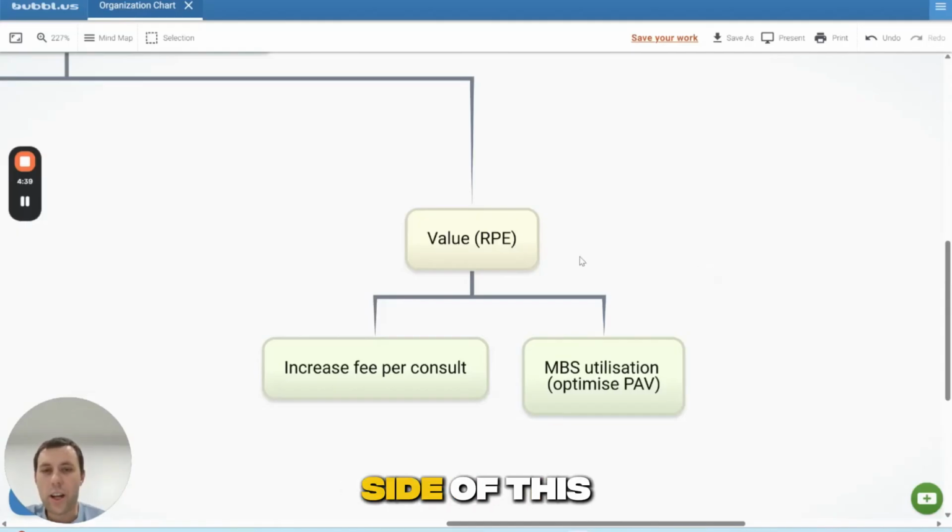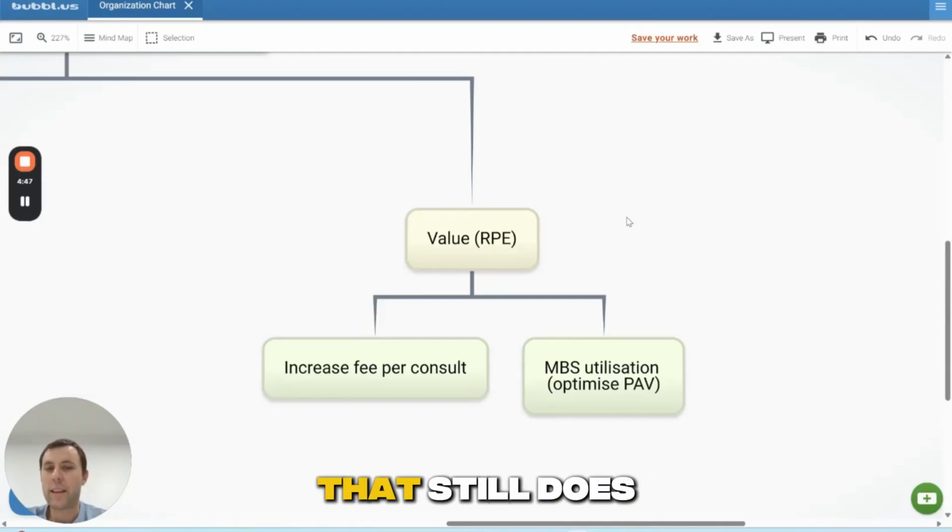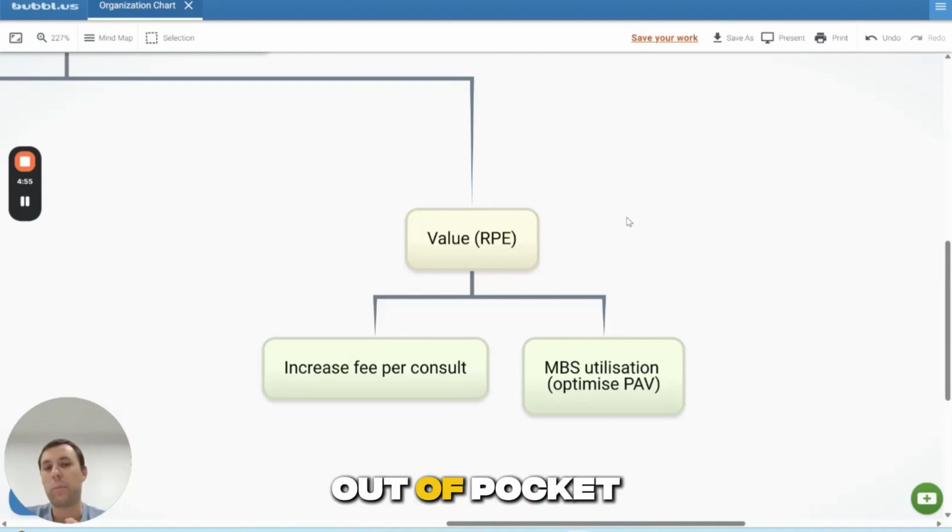On the other side of this equation in terms of value is our MBS utilization. So essentially learning to efficiently and effectively use the MBS. That still does increase our revenue per encounter, but it might be done in a way that is advantageous to both the patient and yourself in the context of revenue and out-of-pocket costs.